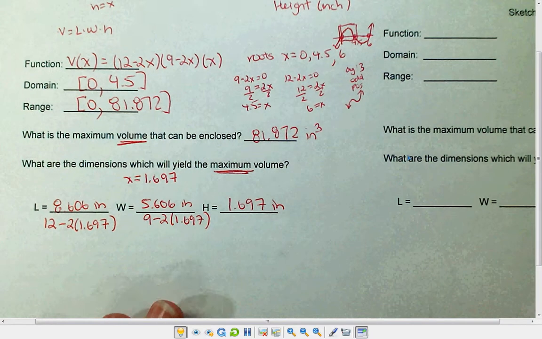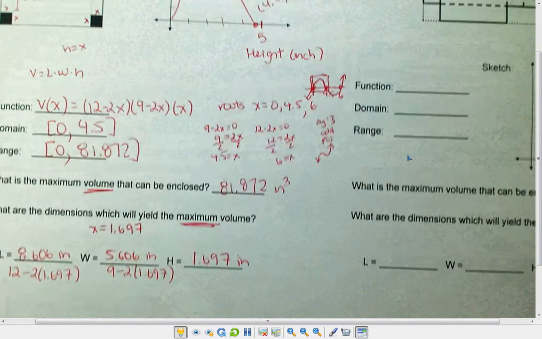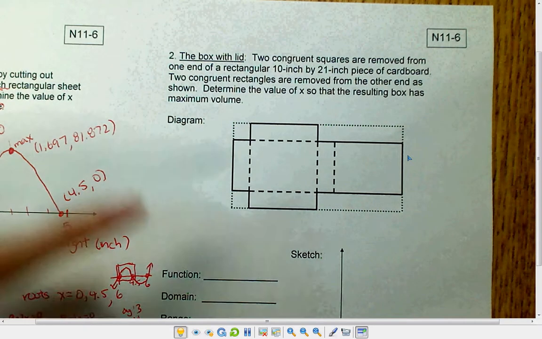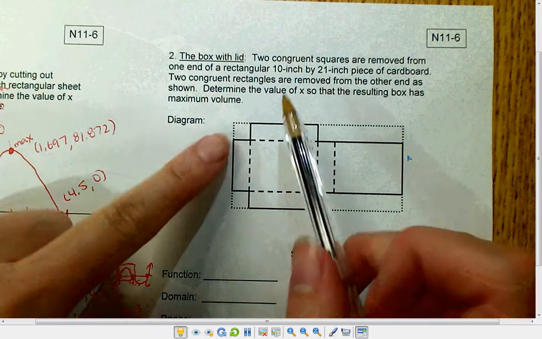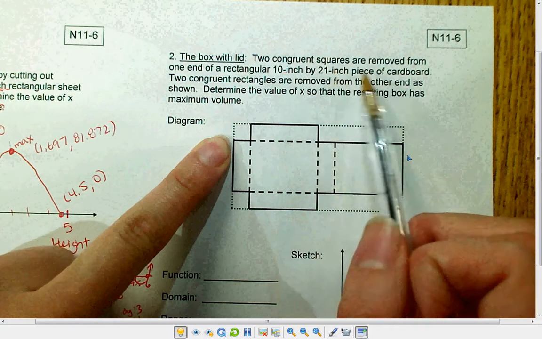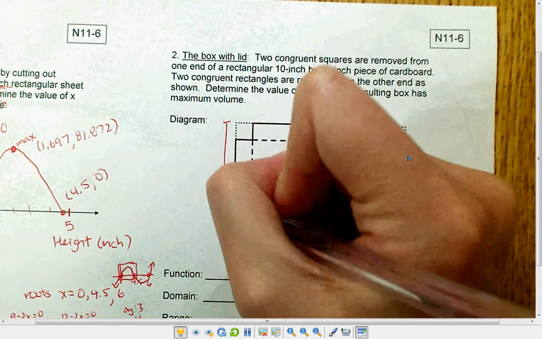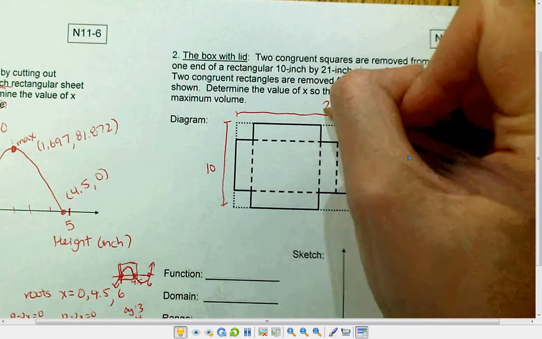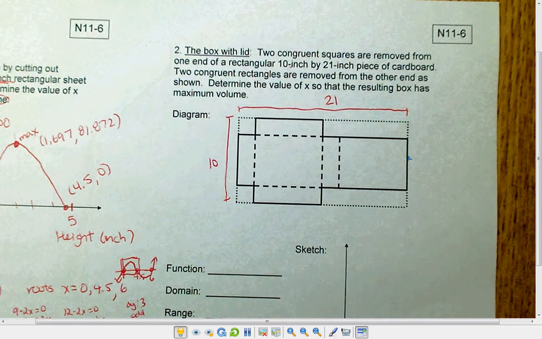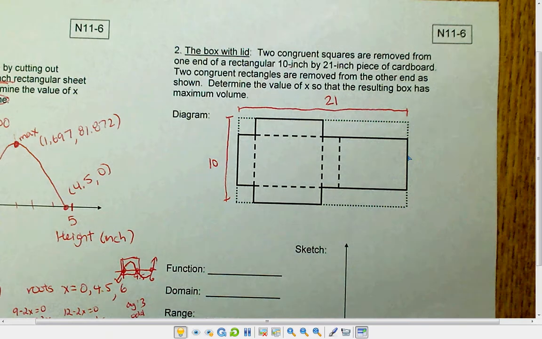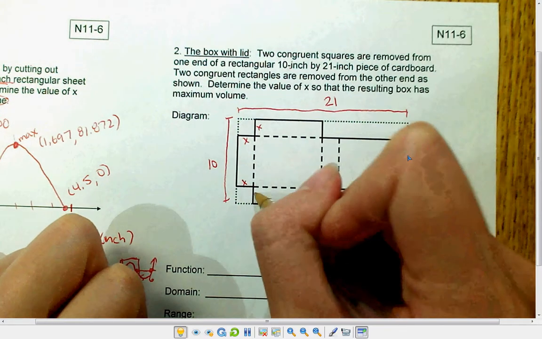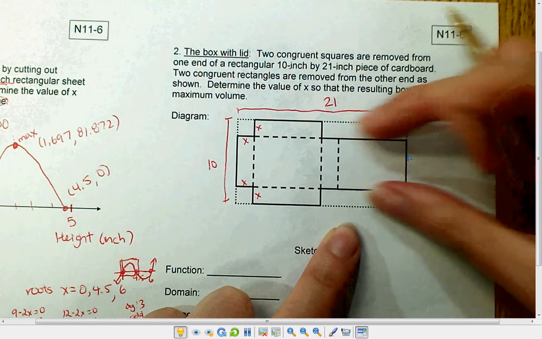Okay, let's go on to number 2 now. So very similar, just a different situation. So now we have a box with a lid. So we have 2 congruent squares which are removed from one end of a rectangular 10-inch by 21-inch piece of cardboard. So again, let's start off by labeling. This side is 10. This side is 21, since this is clearly our longer side. And we're removing 2 congruent squares. So this is my x and my x. And also this long rectangle.